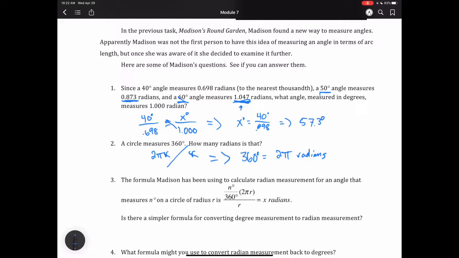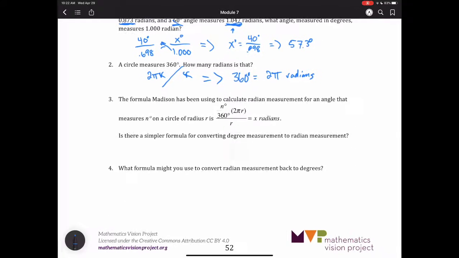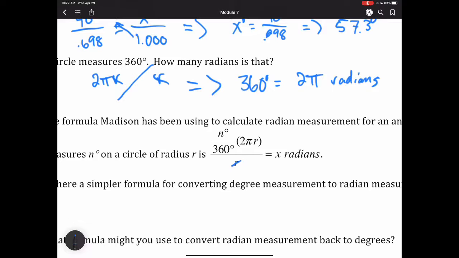Okay, cool. So the formula Madison's been using to calculate radian measures for an angle that measures n degrees on a circle of radius r is n degrees over 360, so what fraction of the circle are we working with, times the circumference, 2 pi r, divided by the radius. But is there a simpler form for converting degree measures to radian measures? Well, let's have a look. Again, we see that radius and radius can cancel off, and that gets rid of our denominator down here. It's gone now.